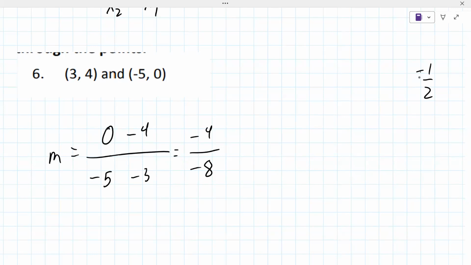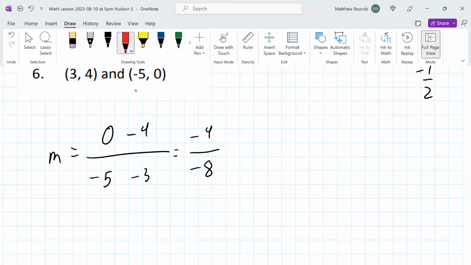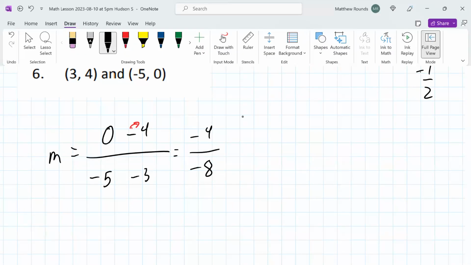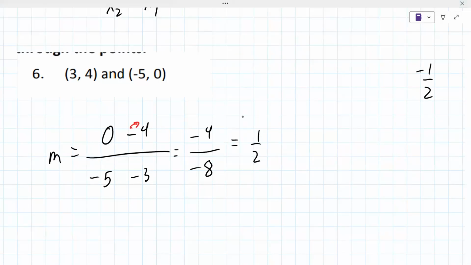Yeah, I did +4 over -8 instead of -4 over -8. Yeah, so the subtraction operator, as you know, goes with the number to the right. It's like an adjective. It describes the noun. So this reduces to 1/2. Okay. Now tell me in words what this means. What does the 1 mean and what does the 2 mean?